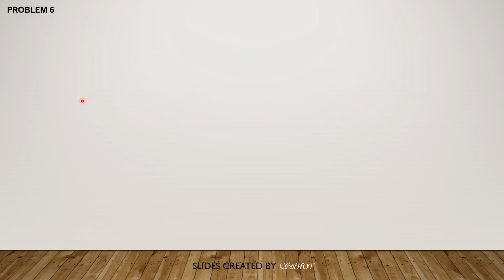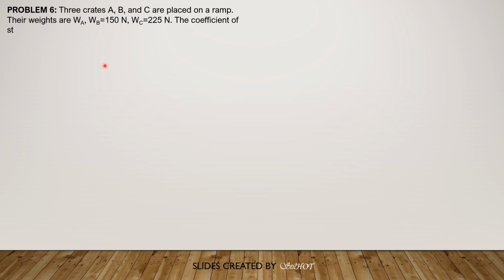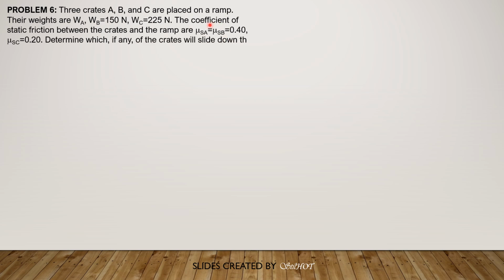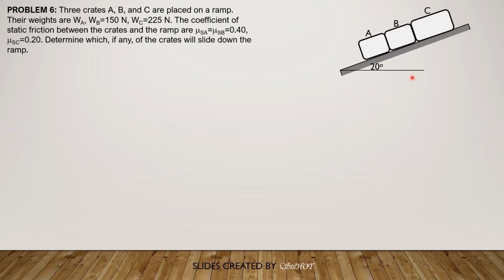So problem 6. Three crates A, B, and C are placed on a ramp. Their weights: WA and WB are each 150 newtons, and W sub C is 225 newtons. The coefficient of static friction between the crates and the ramp is 0.4 for A and B, and 0.2 for C. Determine which, if any, of the crates will slide down the ramp. So this is the arrangement.